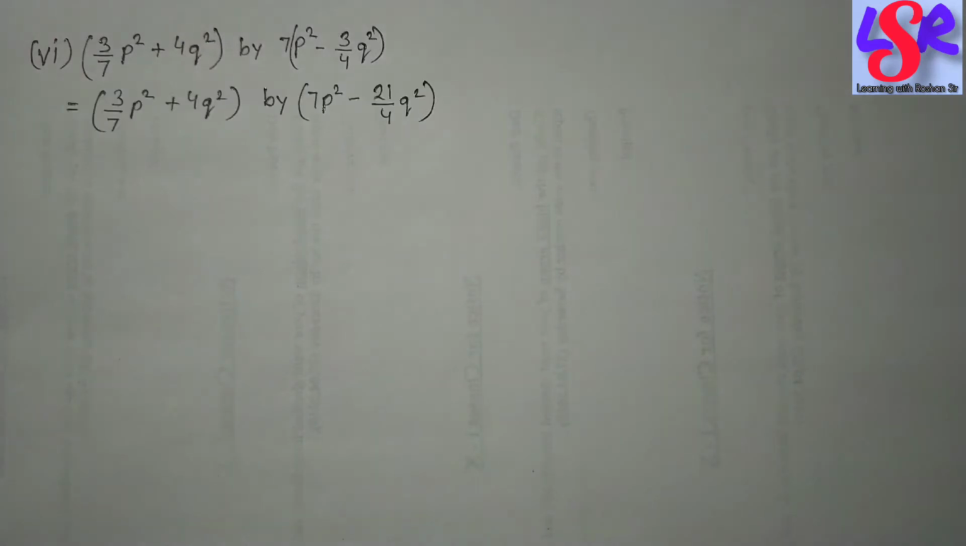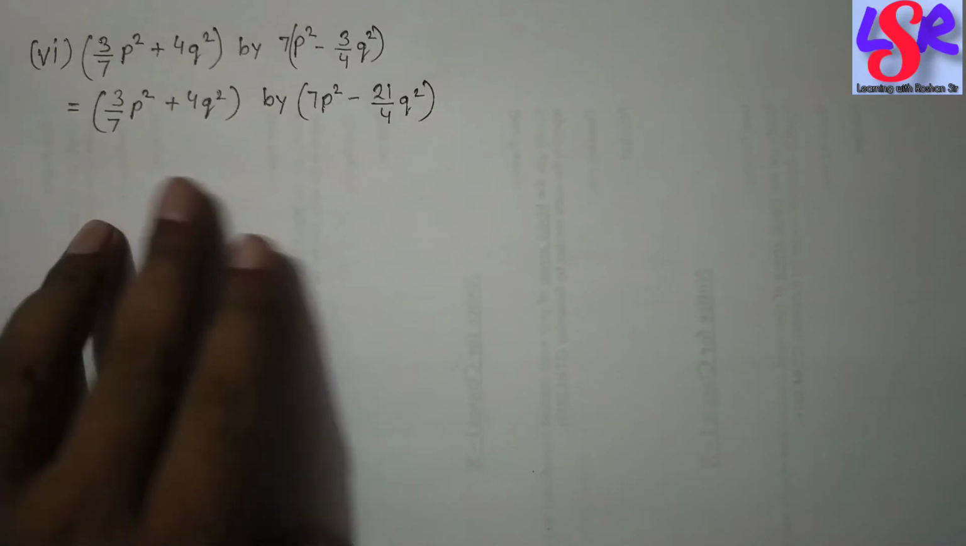In this one, we are having the whole expression in one of the brackets. In the next bracket, we are having an expression inside the bracket, but a number is outside, which is going to multiply these terms. So first of all, we are going to multiply these two terms. Then we are going to proceed with this one. Here we get this expression after multiplying 7 by p square and minus 3 upon 4 q square.